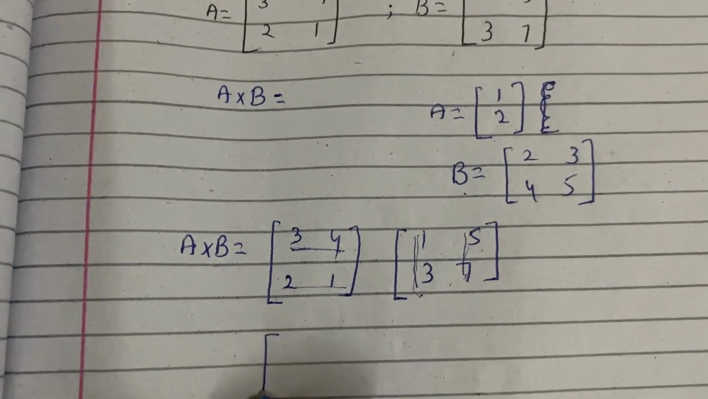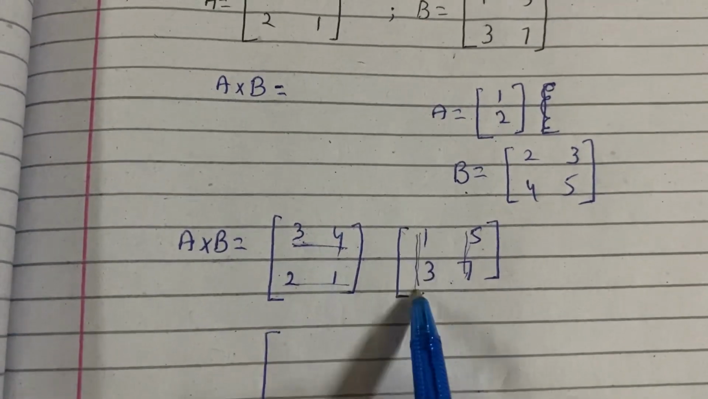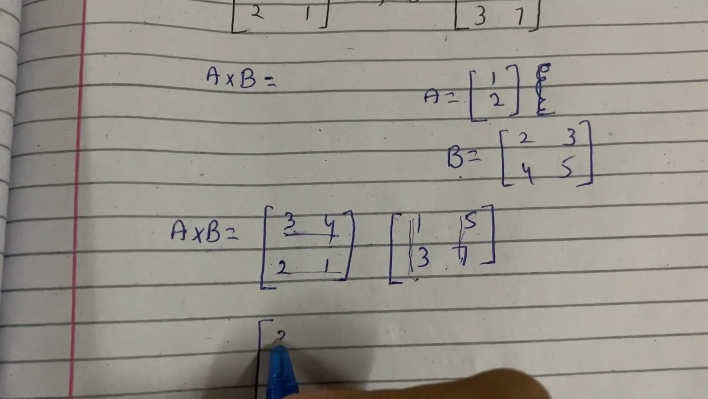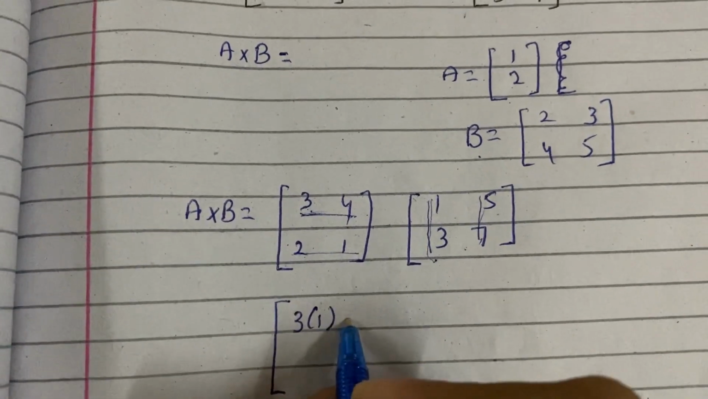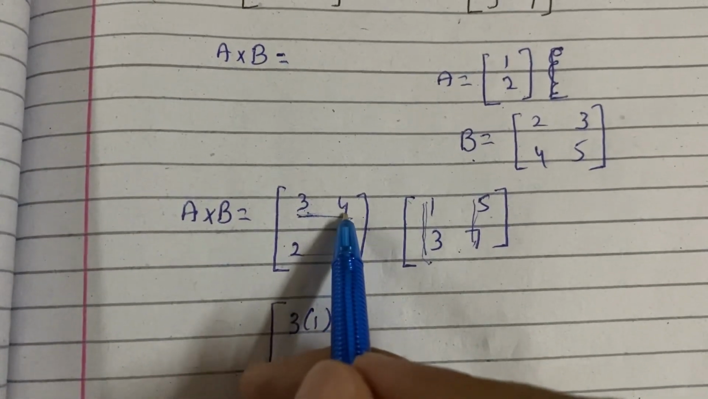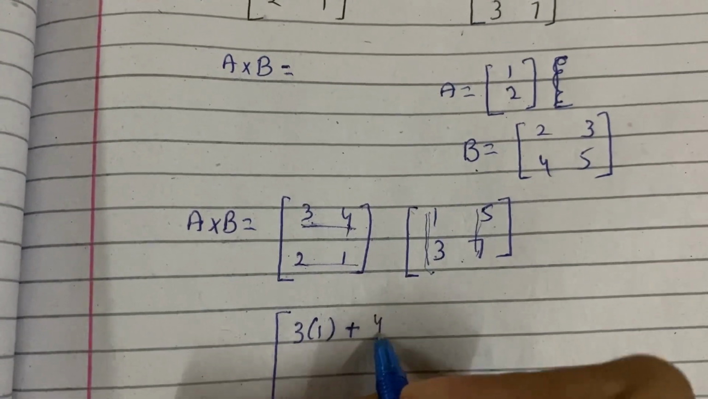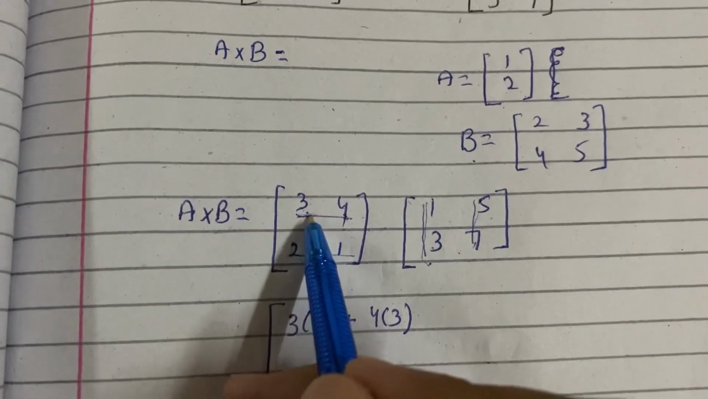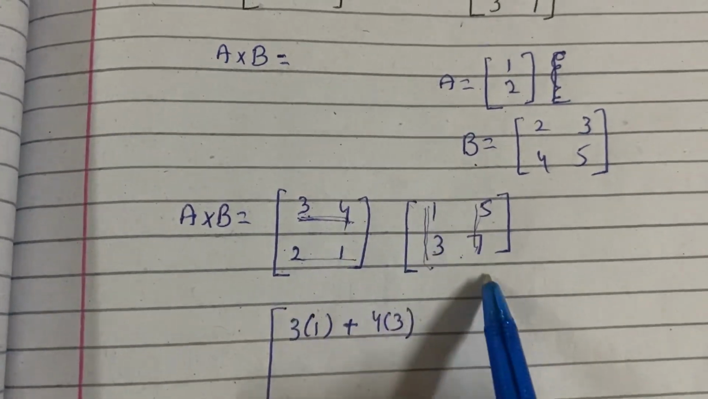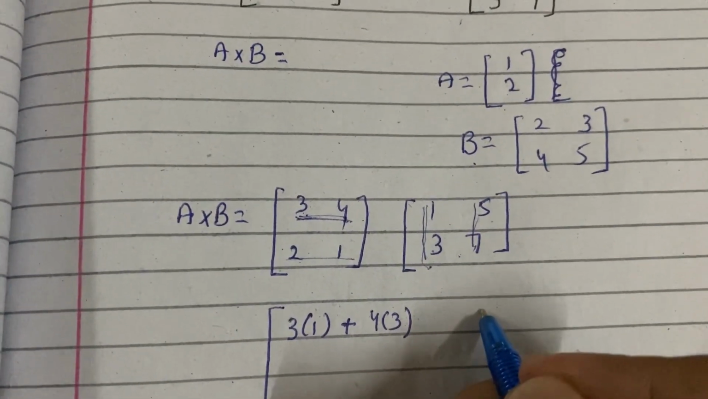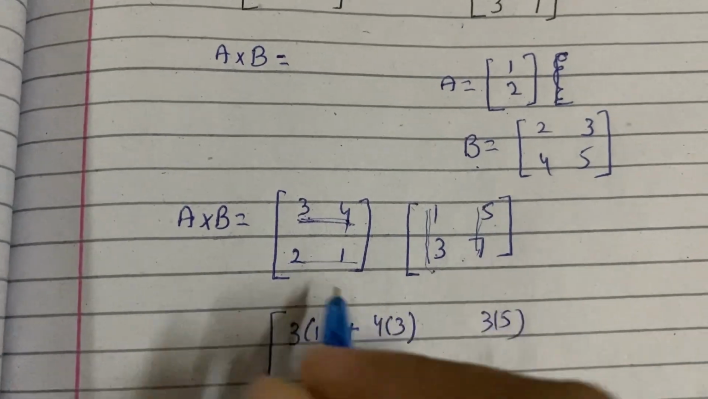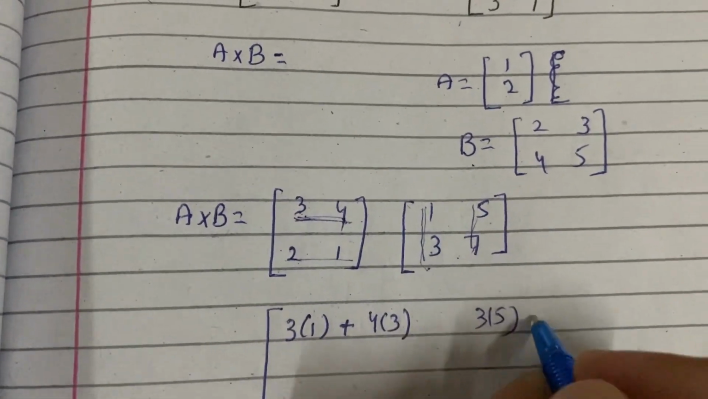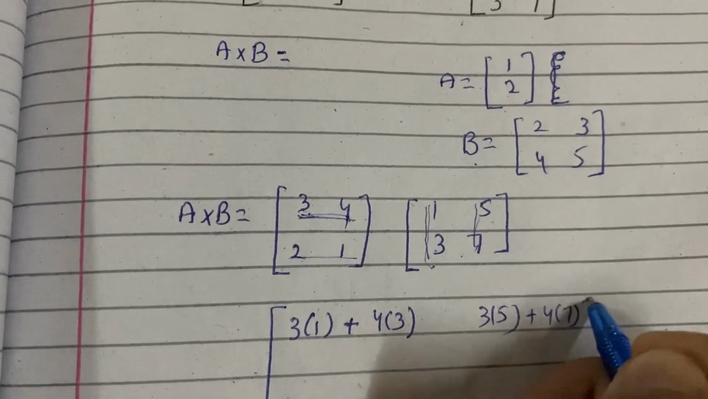By multiplying this row with this column, we will first multiply 3 with 1, and we have to add the product of 4 and 3, 4 into 3, and we will get the first entry. The same we have to do here. We have to multiply this row with the second column. So this is basically 3 into 5, plus 4 into 7.